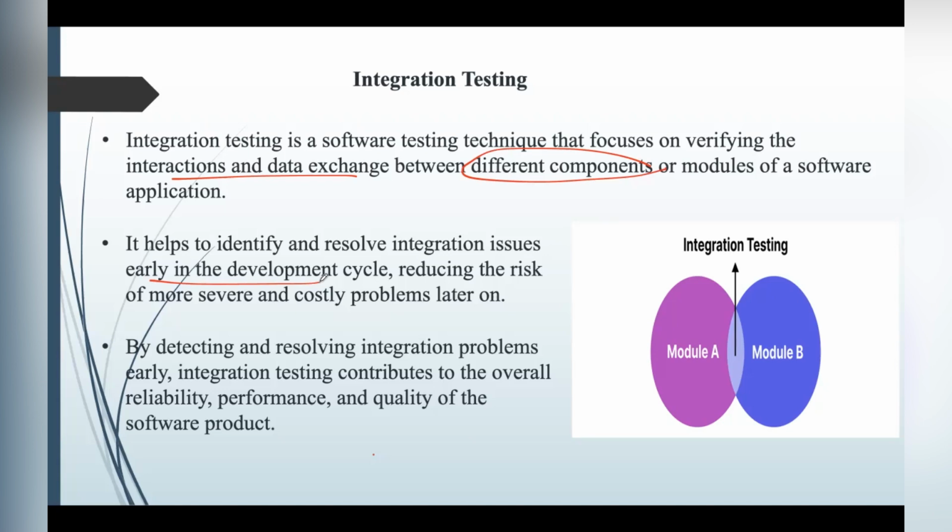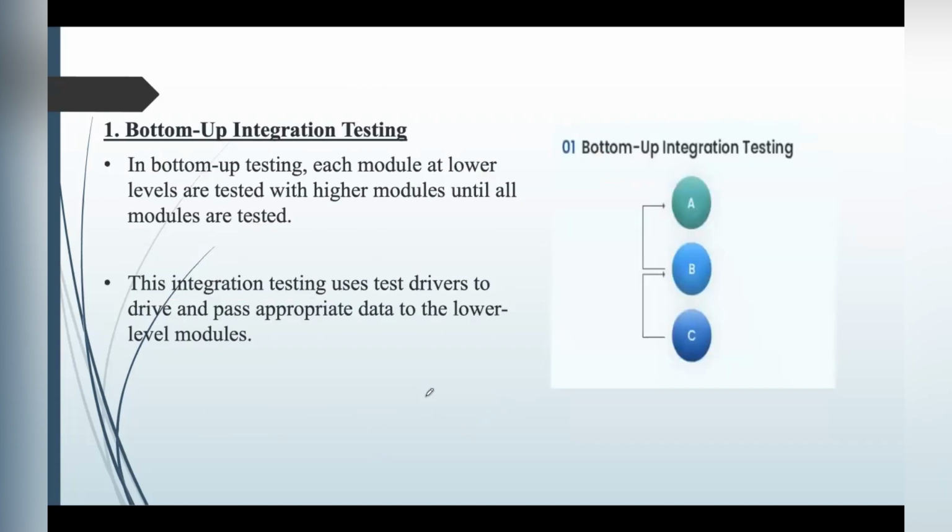Integration testing is very important because it verifies that individual software modules or components work together correctly as a whole system. And by detecting and resolving integration problems, integration testing contributes to the reliability, performance, and quality of the software product. And we have four types of integration testing approaches. First approach is bottom-up integration testing.